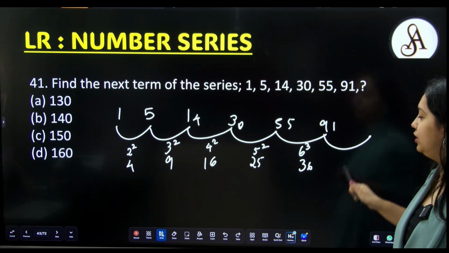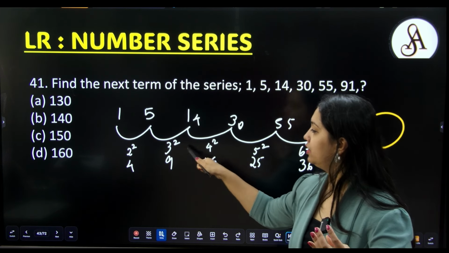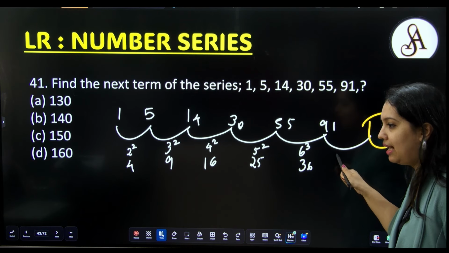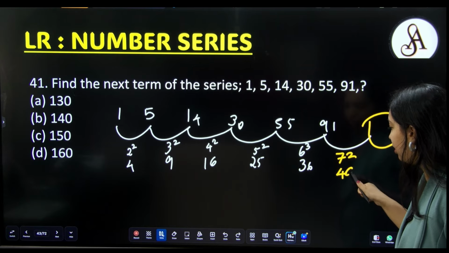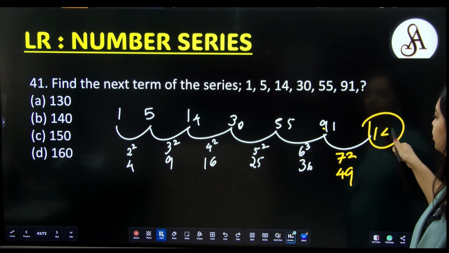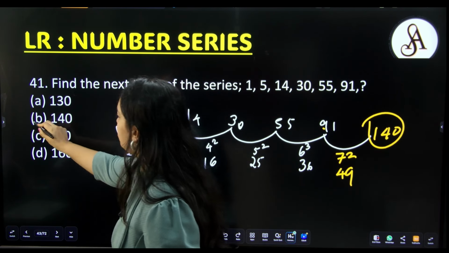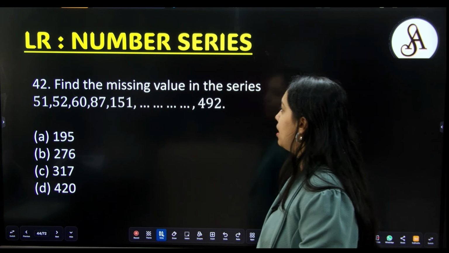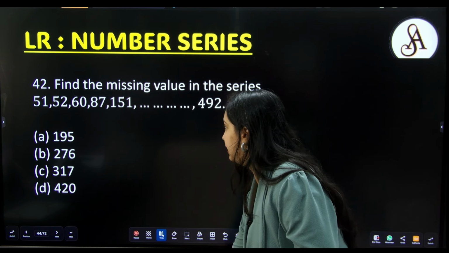So what is the next question? 2 square, 3 square, 4 square, 5 square, 6 square. This has to be 7 square, 49. Add 49 to this, you are going to get 140. Option B is correct.